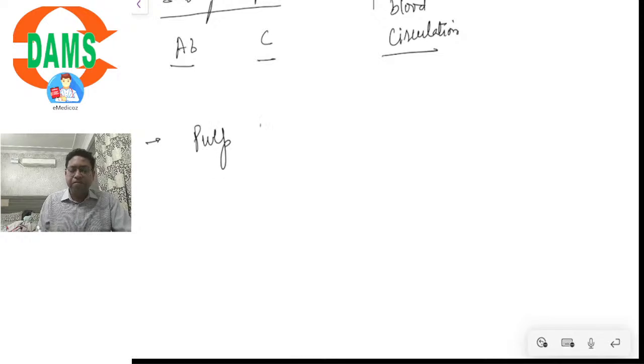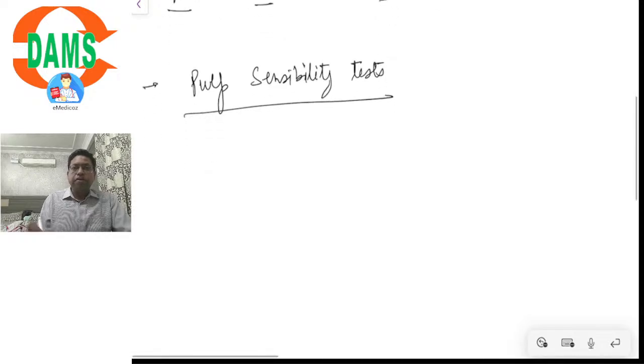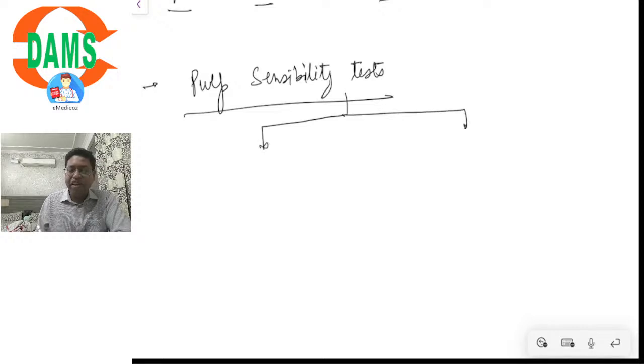The first type of test are the pulp sensibility tests. They rely upon intact nerve fibers. Pulp sensibility tests are broadly of two types used in the clinical setting. They are the thermal tests of the pulp, where some sort of heat or cold is applied, and electric pulp testing, EPT. Two broad categories of pulp sensibility tests are present.